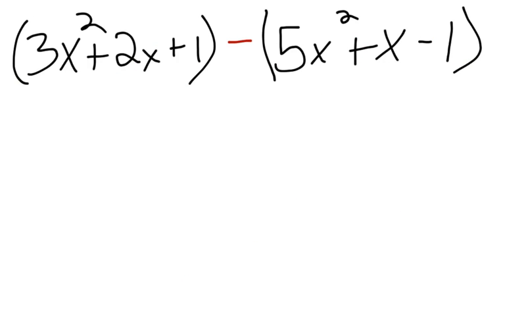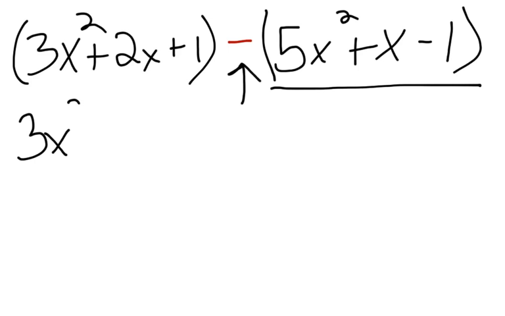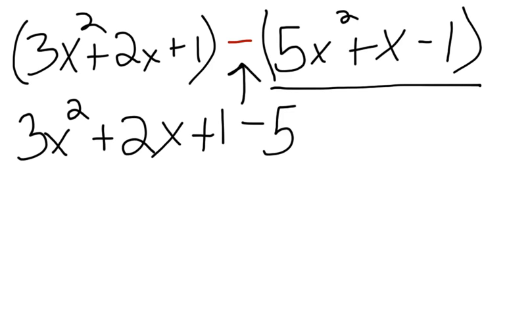Alright, this example is a little bit tricky. Let's take a look at it together. Notice there's no longer an addition sign in between the sets of parentheses. There's a minus. That means you're taking the whole second set away from the first set. So let's take a look at what that means. That means I have 3x squared plus 2x plus 1 minus 5x squared minus x and minus a negative 1.